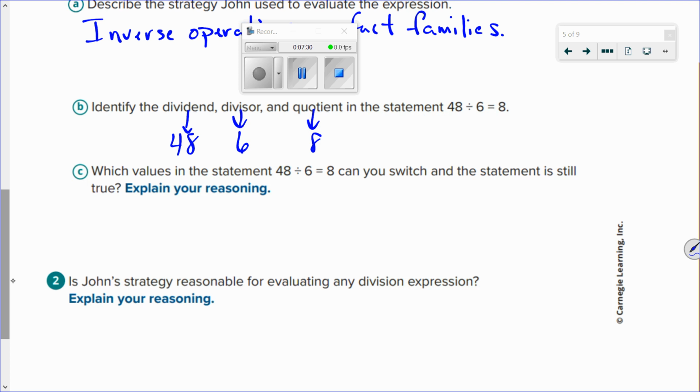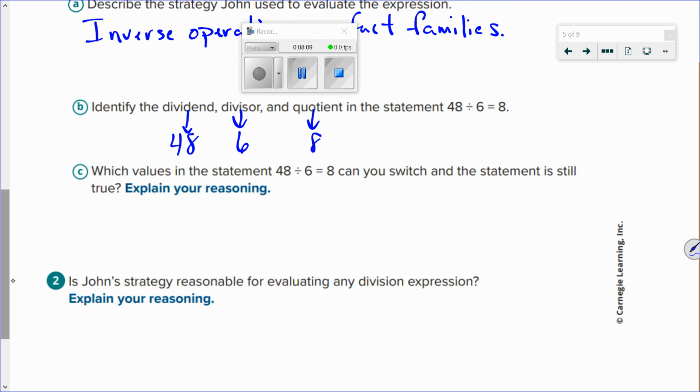Okay, which values in the statement 48 divided by 6 equals 8 can you switch and the statement is still true? Okay, Sophia, what do you think? You can switch the divisor and dividend because the quotient's the answer. So the answer will stay the same, but the 48 and the 6 you can switch them. Can I? It'll still be 8. 6 divided by 48? No, if it was multiplication, yes, but no.